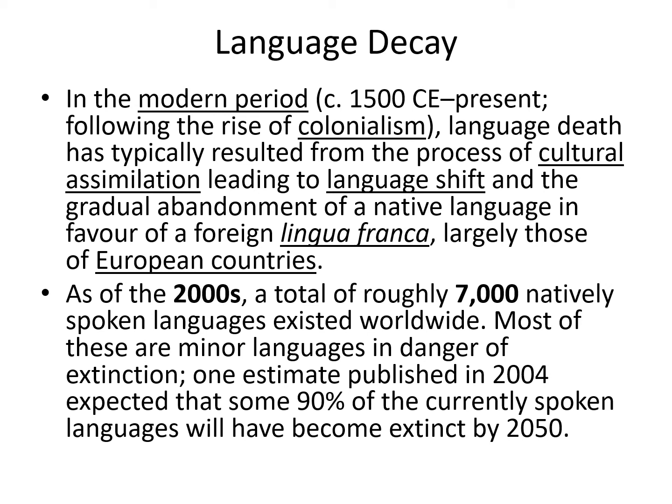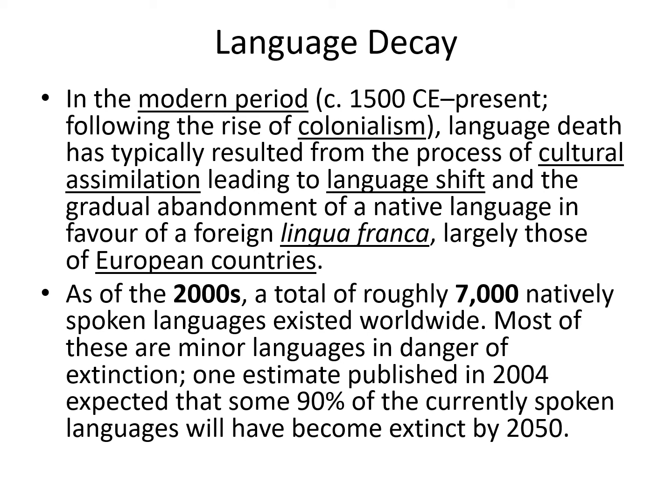So as of the 2000s, a total of roughly 7,000 natively spoken languages existed in the world. According to the census from 2020 years back, there are totally 7,000 languages that are being used by native people. Most of these are minor languages in danger of extinction. It means they are at risk that very soon they will die away, they will be murdered, or there will be deaths of those languages.